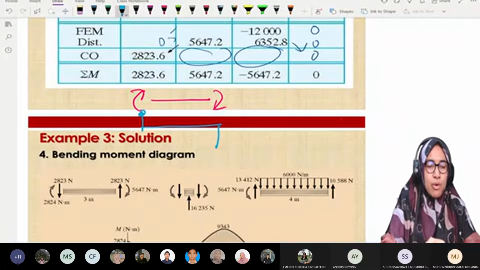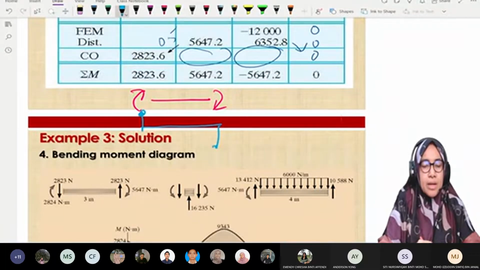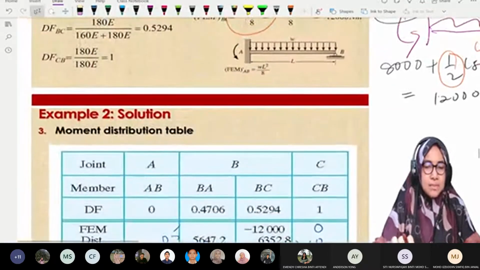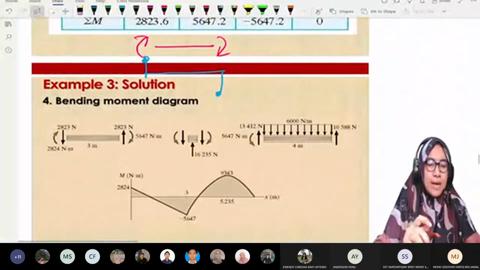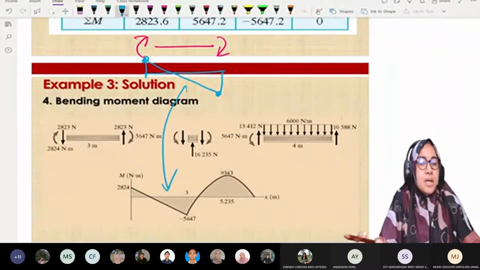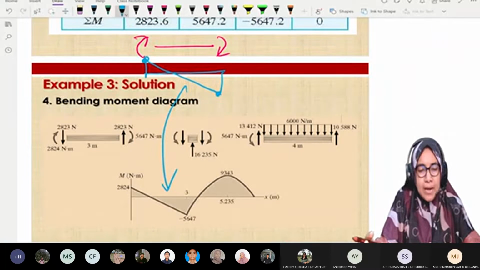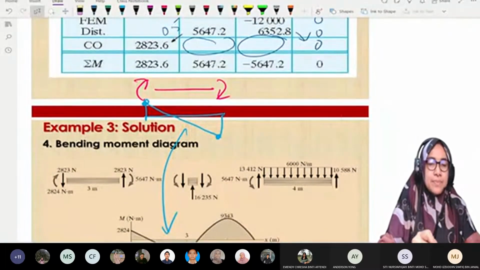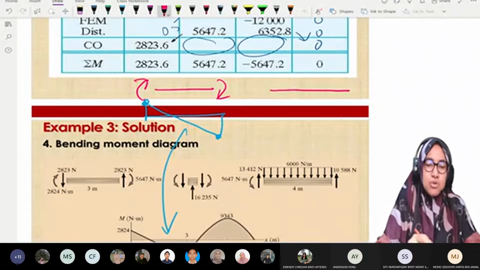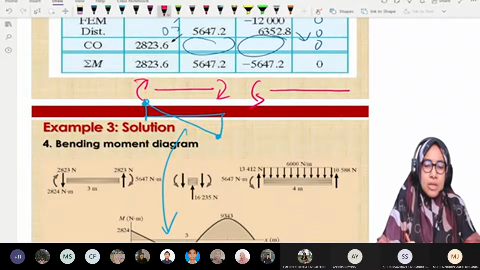BMD kita ni akan dapat ikut point yang dia tunjuk tu. Arrow tunjuk ke atas, point dia di atas. Arrow tunjuk ke bawah, point dia dekat bawah. Okay, so what we get here is the bending moment diagram which is like this. Sama tak macam bawah ni? Okay, bending moment diagram. And another one. So another one is this. Another one is, okay, this is BC. So BC arrow dia tu ke bawah. Okay, and yang ni satu lagi kosong.